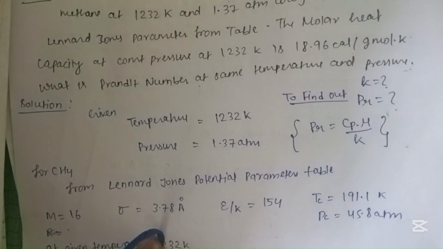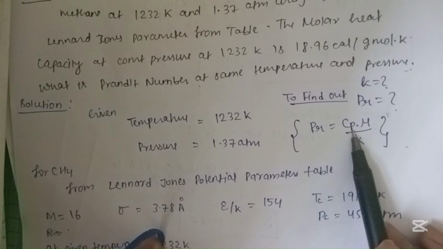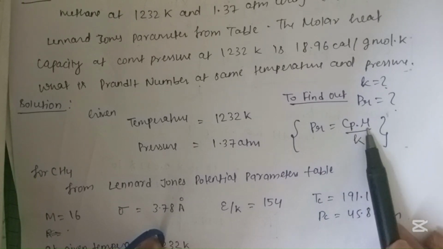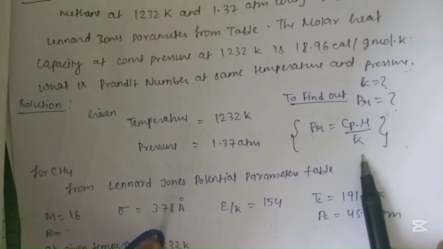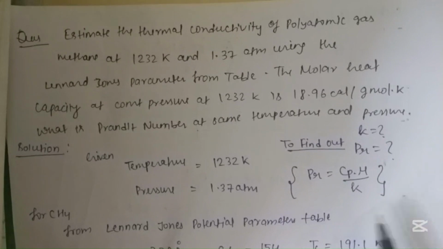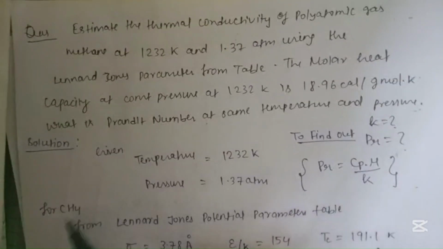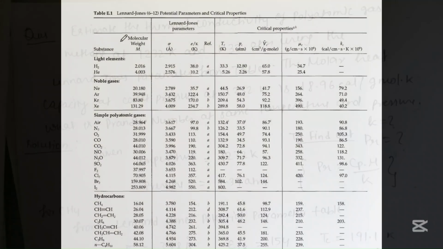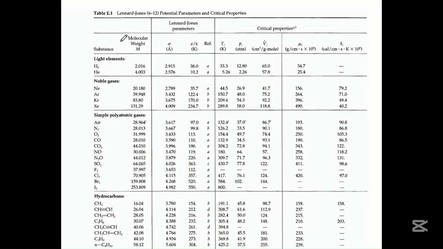We know what the Prandtl number is. The Prandtl number is Cp times mu divided by K, where Cp is the molar heat capacity, mu is the viscosity and K is the thermal conductivity. Now for methane we will extract the Lennard-Jones potential parameters from the table. We will extract all the details from the Lennard-Jones potential parameters and critical properties table.